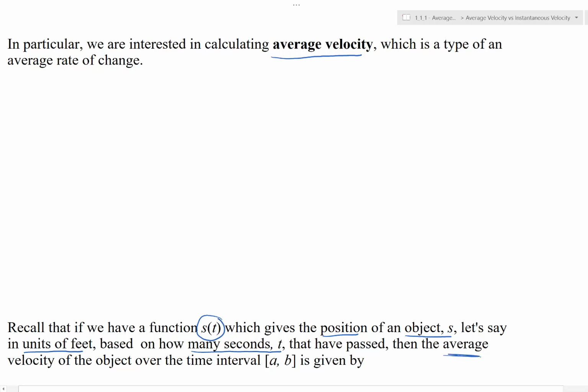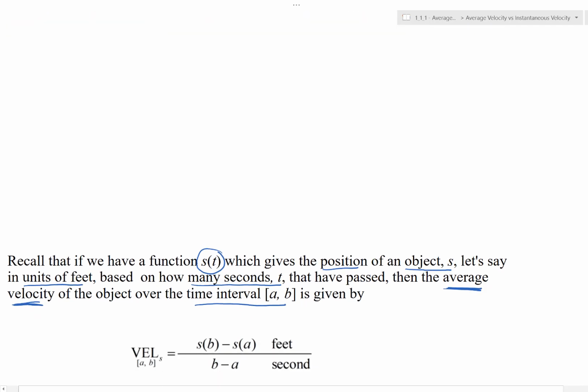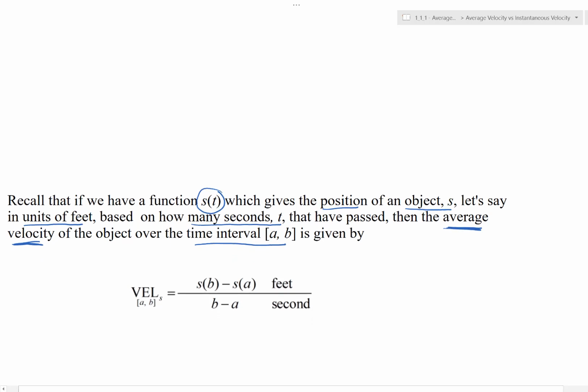Then we say that the average velocity of the object over that interval of time, a to b, is given by the definition above. We say the average velocity, VEL for instance, is just a type of notation of the position function s over the interval a to b, is the ratio of the outputs over the inputs over that interval of time. So here would be the change in the output, s of b minus s of a in feet, and then the change in time, b minus a seconds. So it tells us this rate.